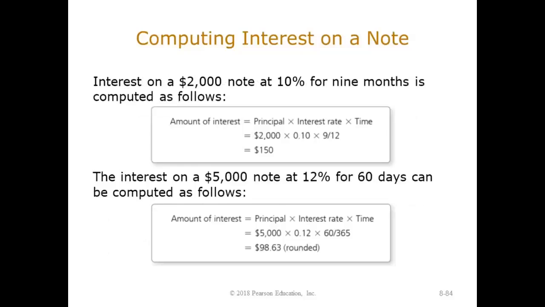I can take my principal times my interest rate, and this time it's for 9 months. So my time is going to be 9 divided by 12. And again, drop the 9/12 in the formula, and my amount of interest becomes $150 this time. Or if it's based on the number of days, say on the time frame, $5,000 note at 12% for 60 days. Again, this is going to be $5,000 times 12% times 60 days divided by 365. And again, you've got the amount of interest that you're going to receive as revenue.